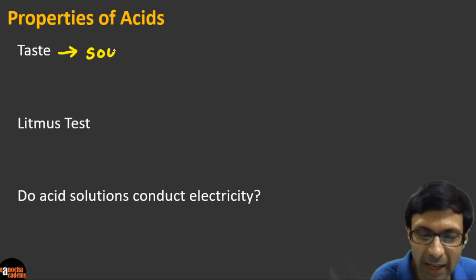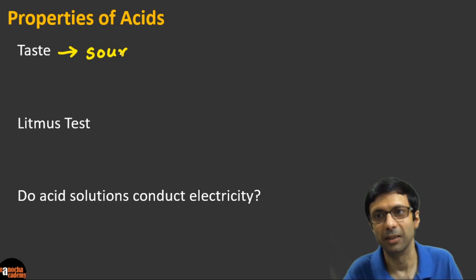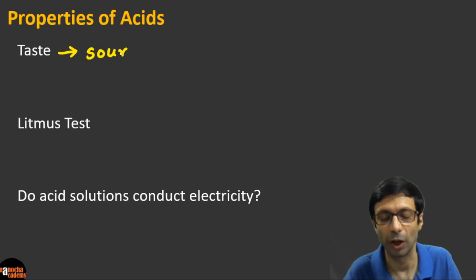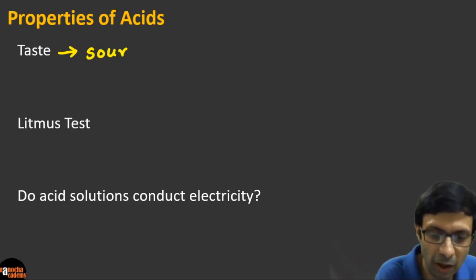So you know acids have a sour taste, because when you taste a lemon or an orange, it has a sour taste because these contain citric acid. Of course, there are these mineral acids or dangerous acids which you should never taste because they are highly dangerous. They will burn your tongue. But in general, we say acids have a sour taste. Okay, very good. Now let's talk about the next point, the litmus test.